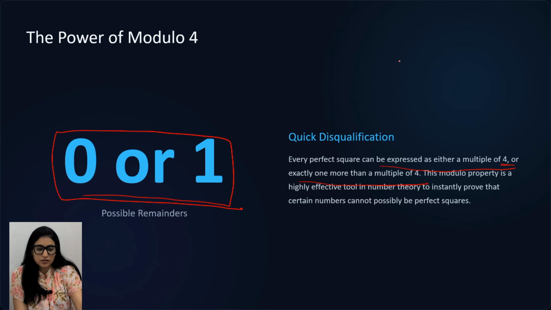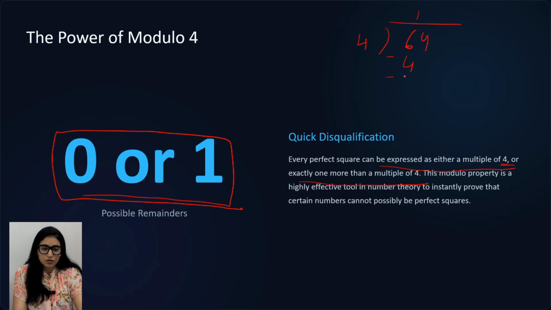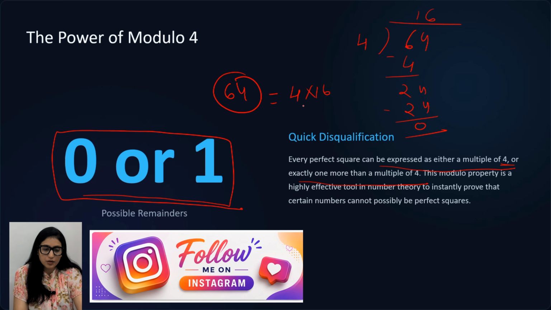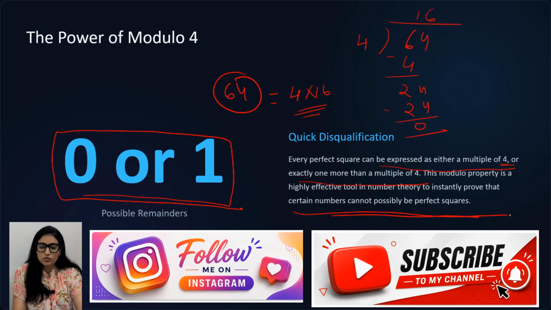Let's check this with one more example. If we take 64, divide this by 4, 4 sixes are 24, and here the remainder is 0. That means this perfect square 64 is strictly a multiple of 4. Clear? So, these all are the properties.